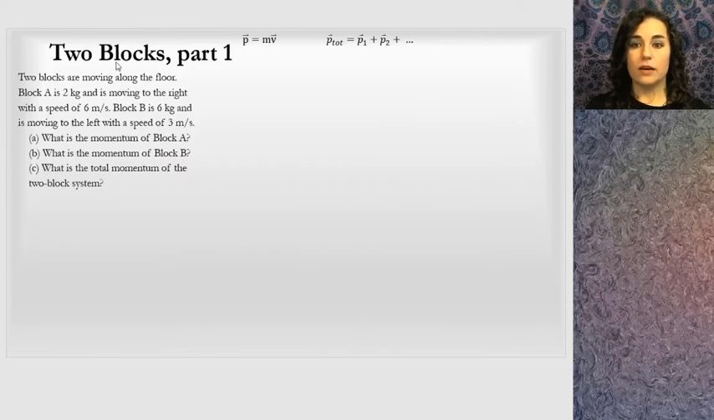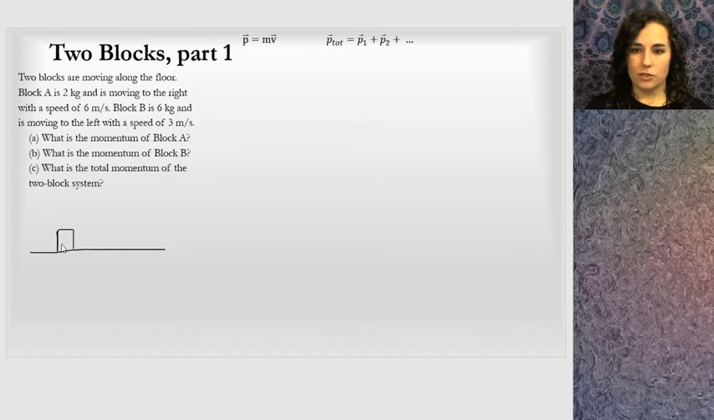The problem I picked out for us is the two blocks problem. Two blocks are moving along the floor. Block A is moving to the right with a speed, and block B is moving to the left with a speed. Well, I'm going to draw a general sketch here real quick so I can get some idea of the information going on.